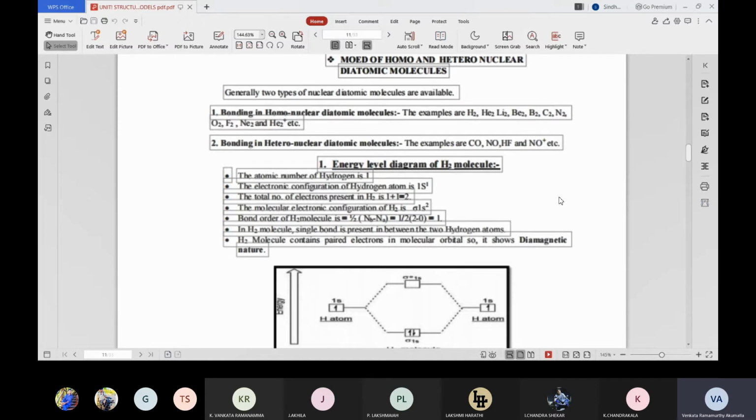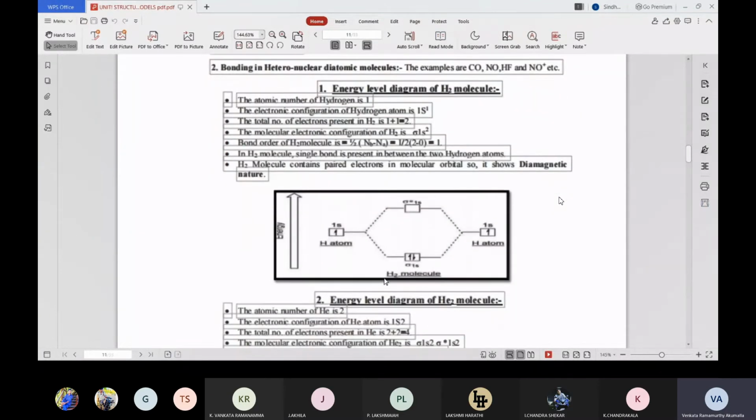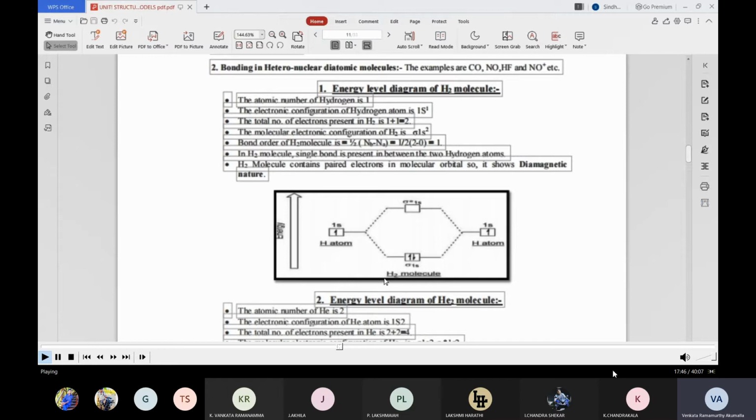And the next one, very important: the energy level diagram of the hydrogen molecule. Energy level diagram of the hydrogen molecule, one by one. That is important. The atomic number of hydrogen is 1.